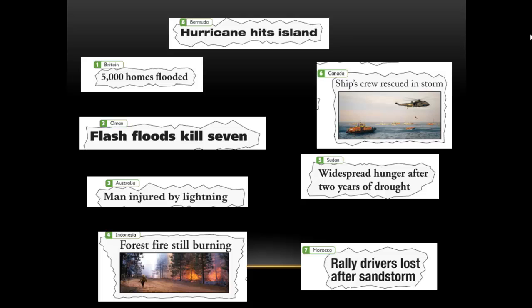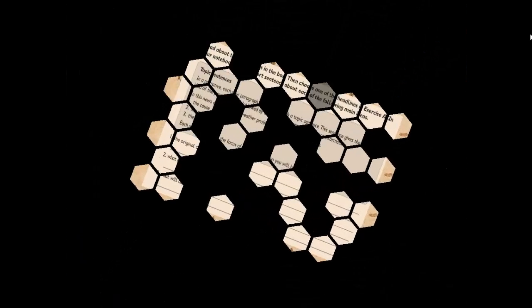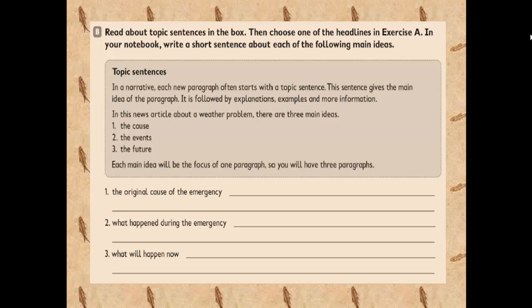After doing this exercise number A, let's move to something else. Number B says here, read about topic sentences in the books, then choose one of the headlines in exercise A. In your notebook, write a short sentence about each of the following main ideas.